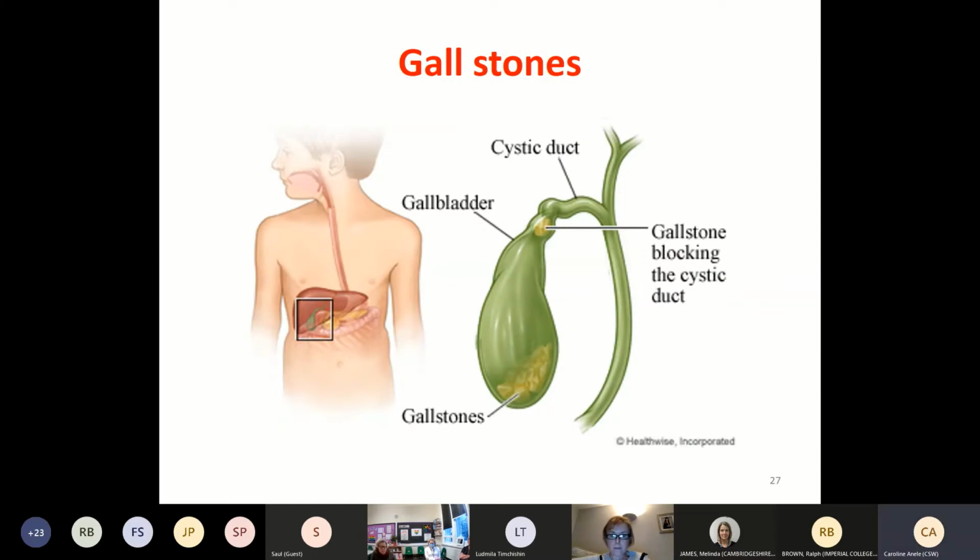Gallstones can also happen in sickle cell disease, and sometimes these gallstones can become infected, or they can block the duct from where the bile drains, and it could be very painful. Usually this is treated with surgery.